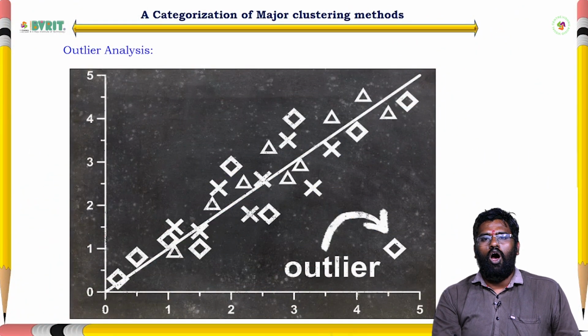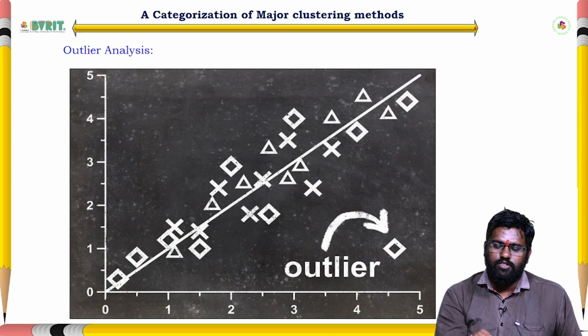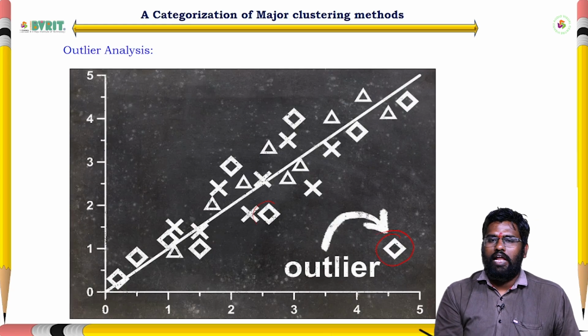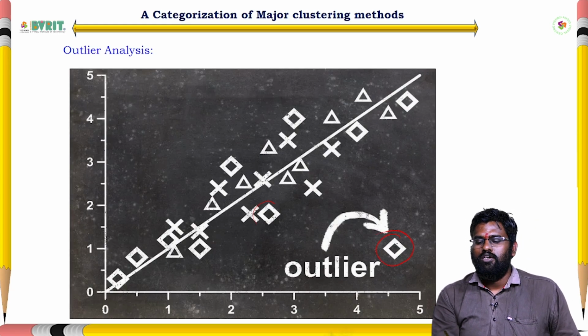Next concept, outlier analysis. And what does outlier analysis mean? The points we take that are out of the boundary or out of the range. So see this example, all these points are near the line, but this value is an outlier, out of the boundary. So this type of value is called outlier analysis.